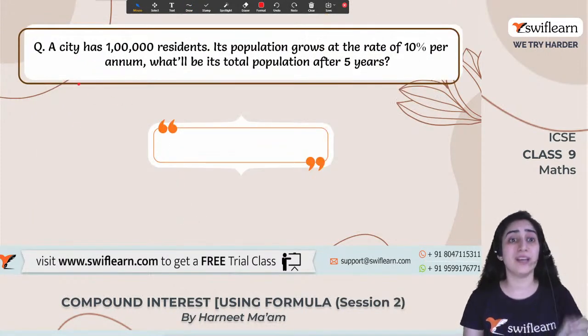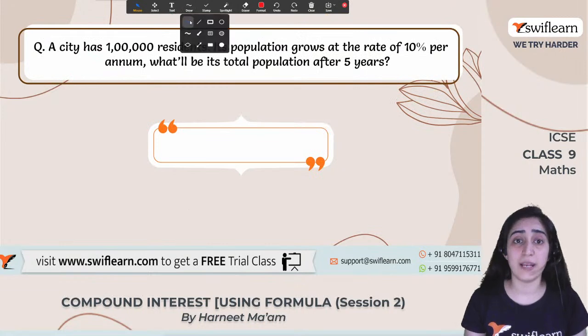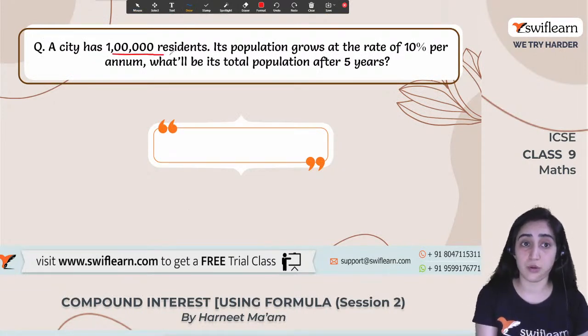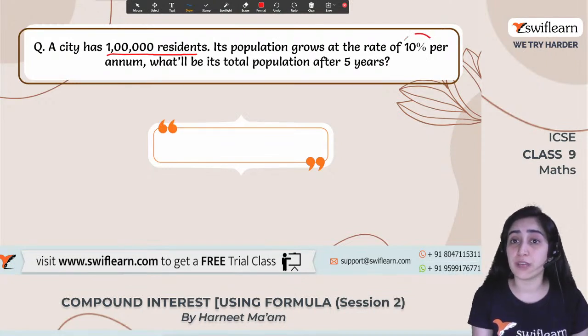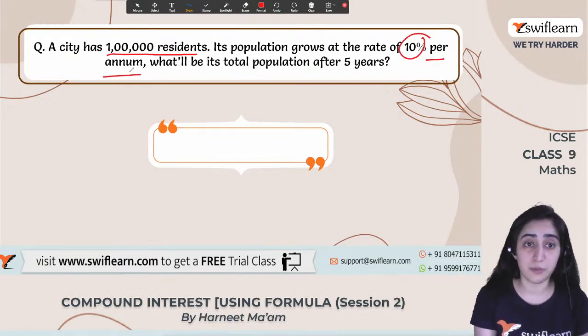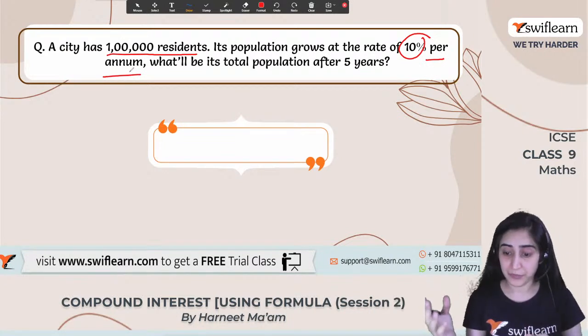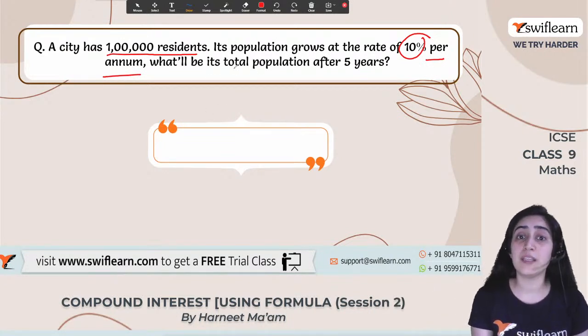So here we go with the question. It says a city has 1 lakh residents. Okay, so I know it has right now. The population grows at the ratio of 10% per annum. It's given to me. It's growing. It's increasing, right? What else? What will be the total population after 5 years?